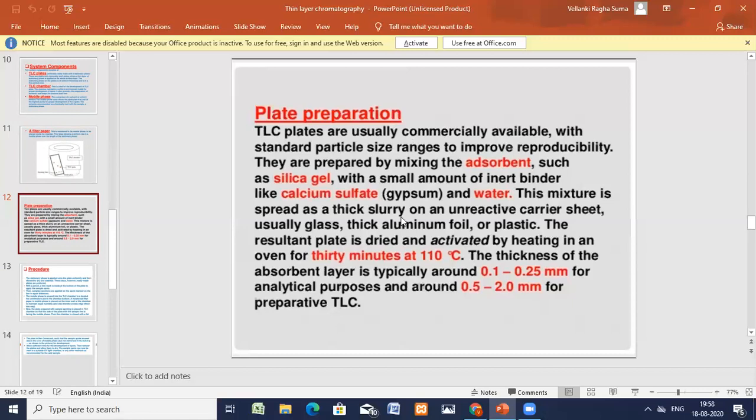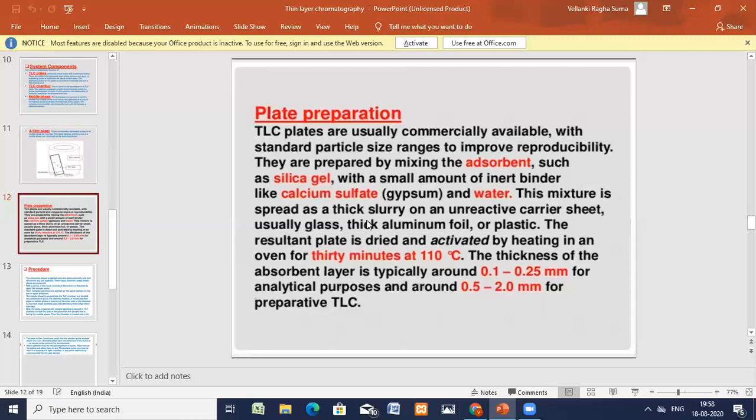And the next one, a spraying method. The slurry is sprayed on the glass plate with a sprayer. The fourth method for plate preparation is the spreading method. This is widely used. The slurry is placed in the applicator and this applicator is moved over the glass plate.